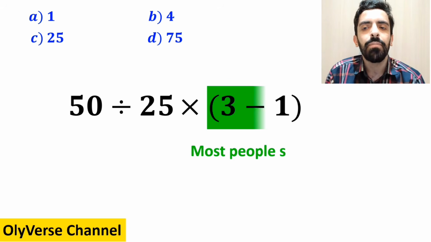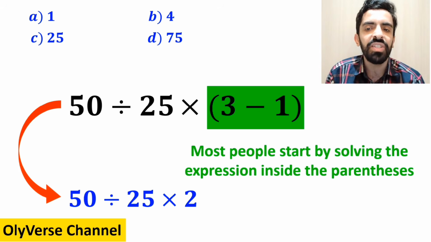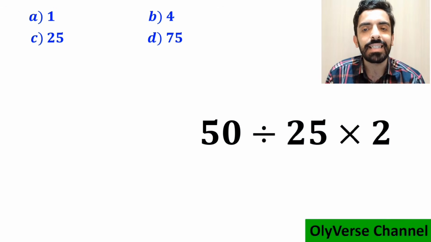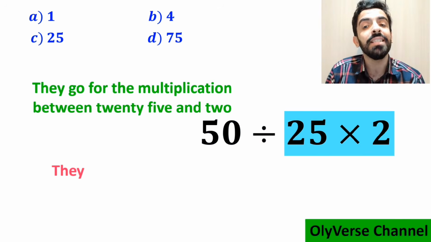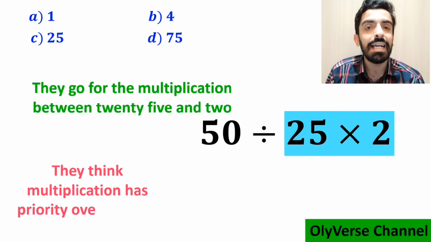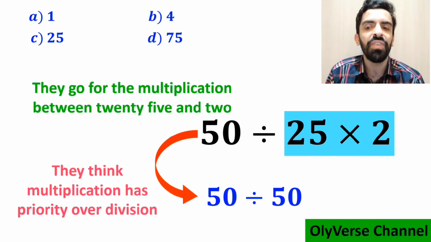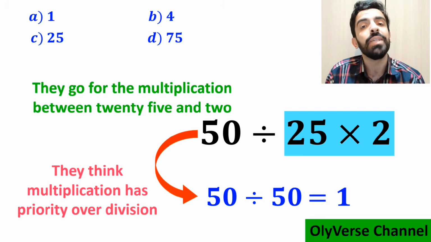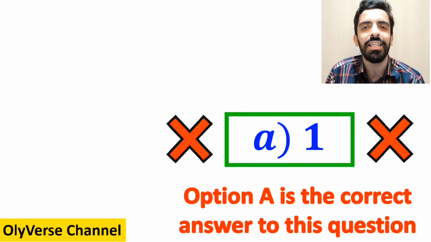In the first step, most people start by solving the expression inside the parentheses and replace it with 50 divided by 25 multiplied by 2. In the next step, they go for the multiplication between 25 and 2 because they think multiplication has priority over division. So, this expression is simplified to 50 divided by 50, which finally gives them the answer 1. And immediately, they quickly say that option A is the correct answer to this question.